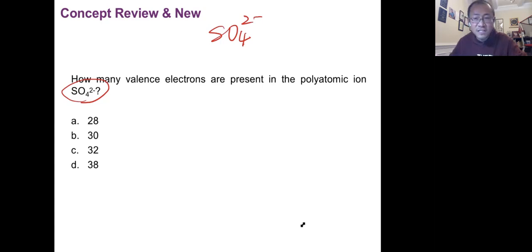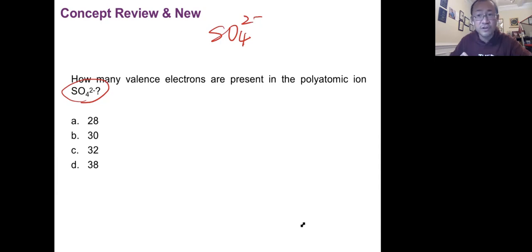SO4, sulfur has 6, oxygen has 6. You have 5 of them. So total is 30. But why I say 30 is not the correct answer is because you guys said 30, forgot about the charge. The charge is what? 2 minus. 2 minus means what? You have 2 negative charges on this guy.